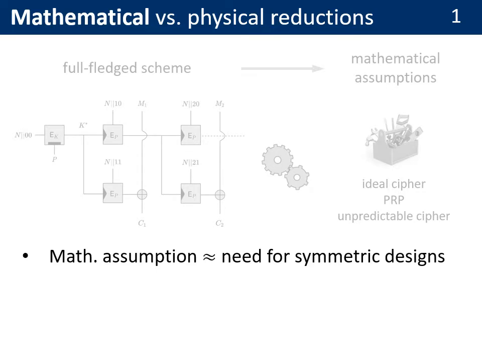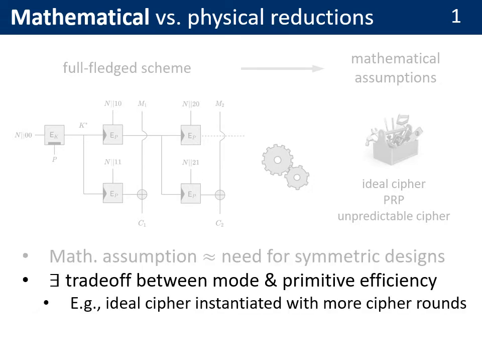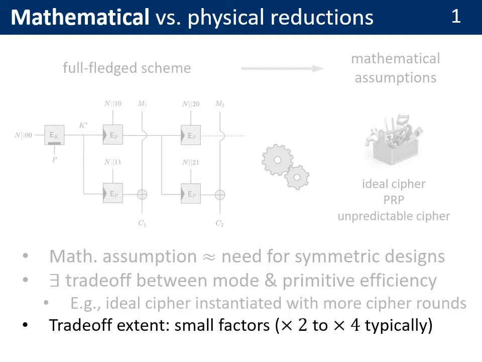As a result, mathematical assumptions can be seen as a specification of requirements that symmetric designs have to ensure. Therefore, we have a trade-off between the efficiency of the mode and the efficiency of the primitive. For example, if you have to instantiate an ideal cipher, it may require a few more rounds of your symmetric primitive than if you have to instantiate a pseudorandom permutation. Yet, the extent of the trade-off is in general quite small, and performance will vary by factors ranging between ×2 and ×4 typically.